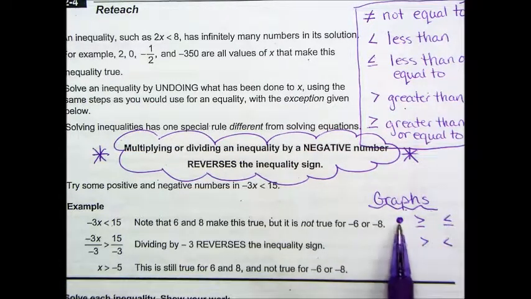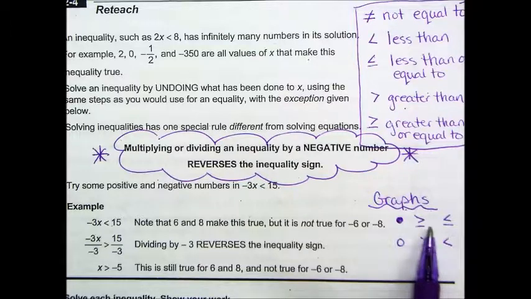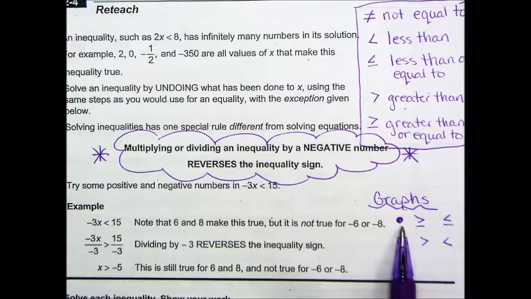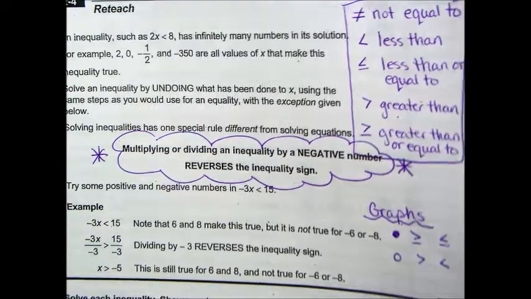So on those graphs, a closed dot is going to indicate that the solution could equal or include the number that we are graphing. So if you see an equal bar, like a greater than or equal to or a less than or equal to sign in your inequality, you're going to use a closed dot on your graph. Anything without the equal bar under it will be an open dot on our graphs. So we're going to jump in and try some examples.